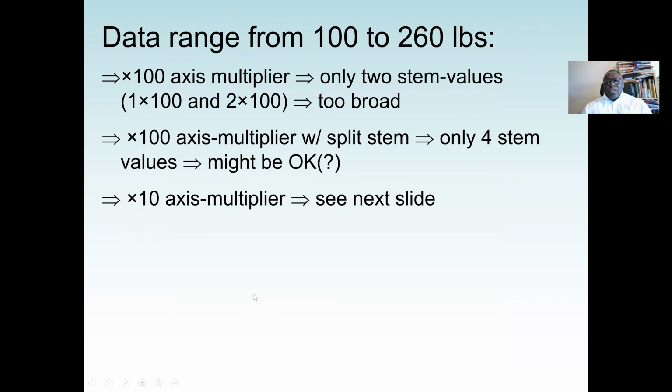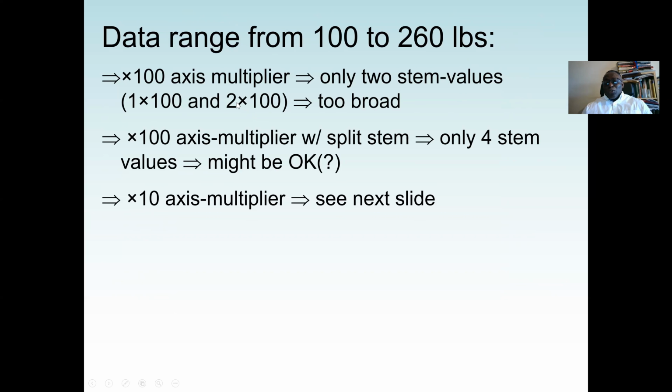So we can decide to use the first 2 digits as a stem and the last digit as a leaf. So we multiply by hundreds, so only 2 stem values. When I did that, what happened? I get only 100 and 200 because all the values are between 100 to 260. That doesn't look too good.